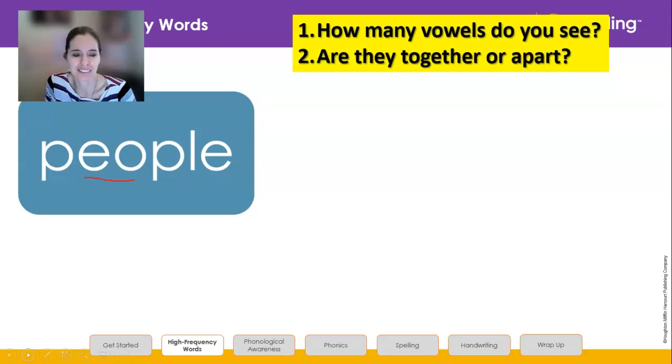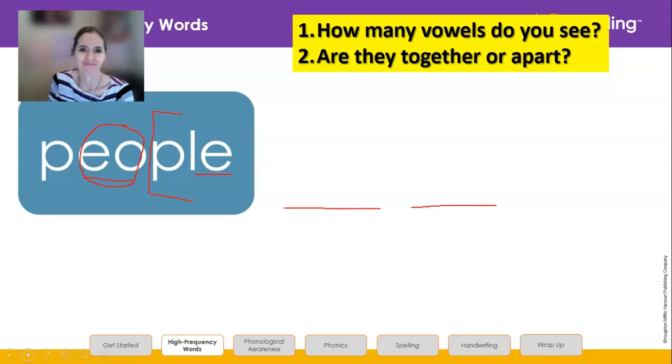Be careful. How many vowels do you see? Are they together or apart? Vowels that are together tend to stay together. Should be writing on your lines. I'm sorry, in your notebook.